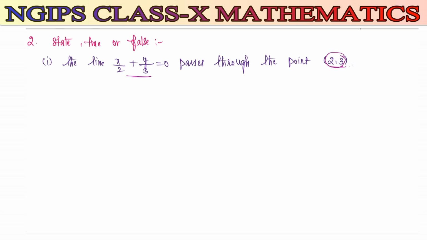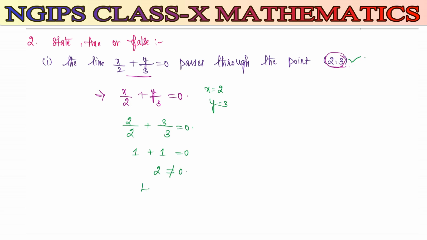Just I am going to write the equation here. x by 2 plus y by 3 is equal to 0. So in this we know very well x value is 2 and y value is 3 because they have given the point 2, 3. So I am substituting here 2 by 2 plus y value 3 by 3 is equal to 0. Now 2 by 2 value is 1 plus 3 by 3 value is 1 is equal to 0. So 1 plus 1 is 2. 2 is not equal to 0. So here left hand side is not equal to the right hand side. Therefore it is a false statement.